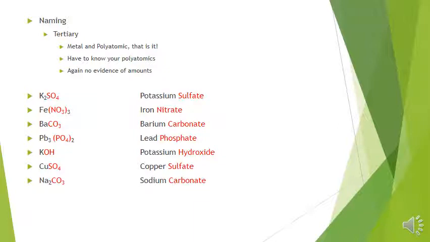Okay, naming tertiaries. A tertiary compound has a metal and a polyatomic. That's it, and all you have to do is name the metal and the polyatomic ion. So you have to know your polyatomics, and there's 5 of them: nitrate, sulfate, phosphate, carbonate, and hydroxide.